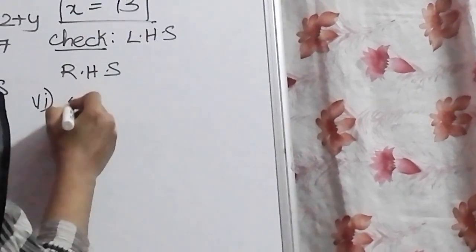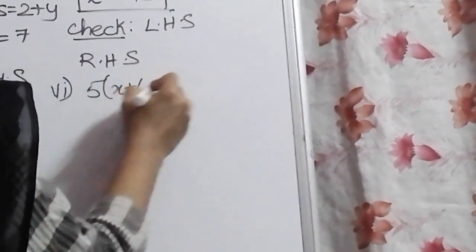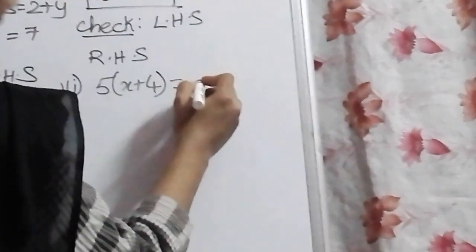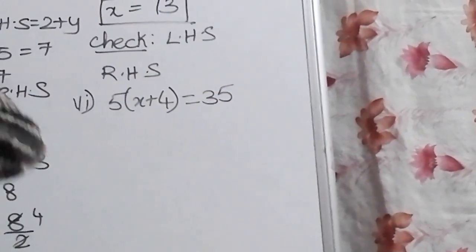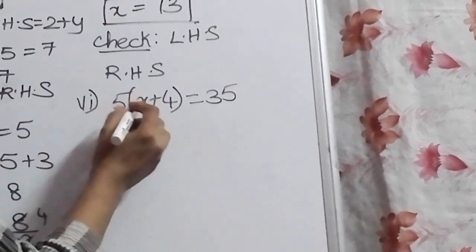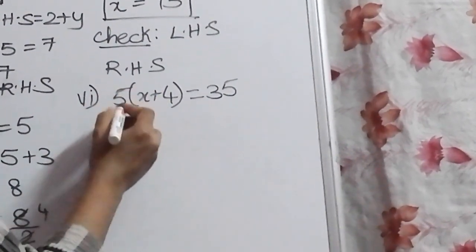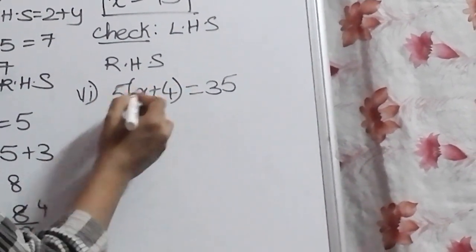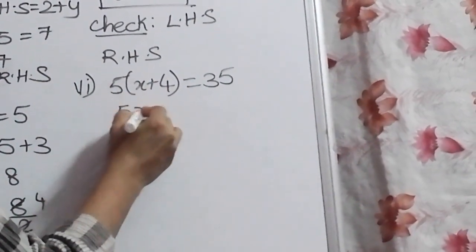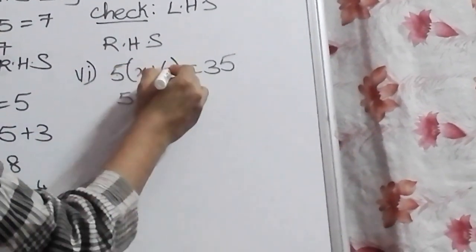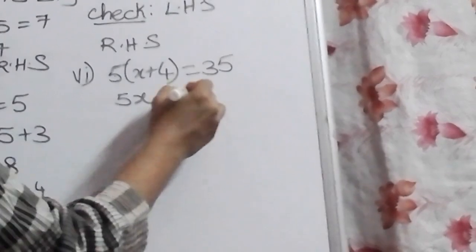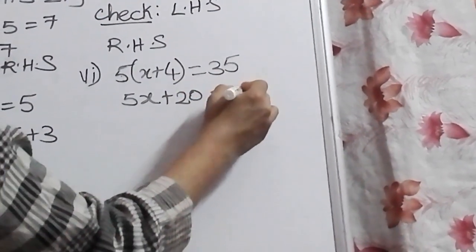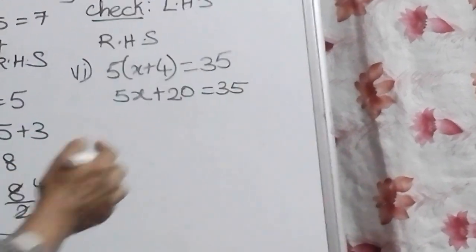5 into x plus 4 is equal to 35. What you are going to do here? Multiplication is given. So 5 into x is how much? 5x. 5 fours are 20. This is equal to 35.